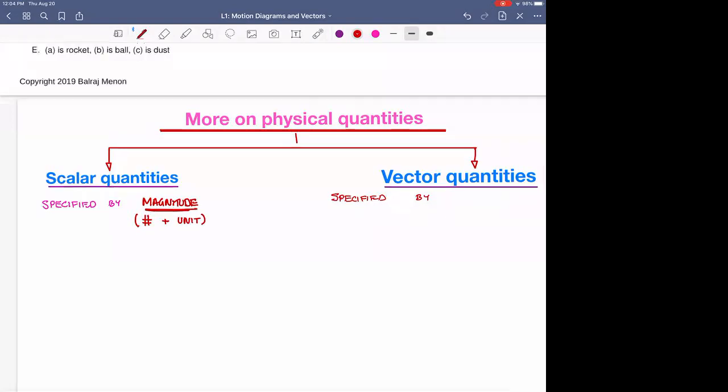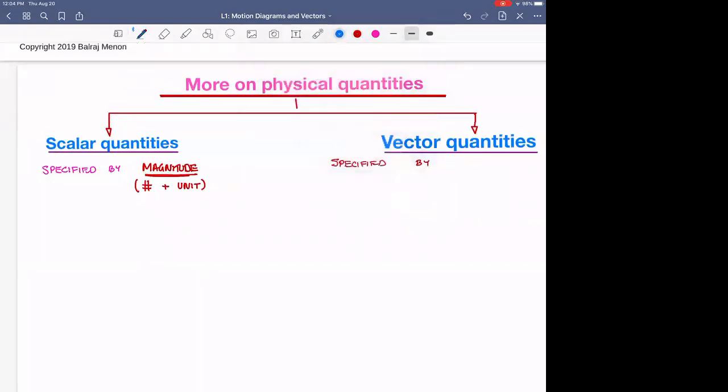Okay, to make sure we understand this, let's look at some examples of scalar quantities. Examples would be time. Say I walk across my room, and it takes me 3 seconds. I'm giving you a time of 3 seconds. So time is a scalar quantity. Or I could say a car is traveling at 50 miles per hour. So speed is another scalar quantity.